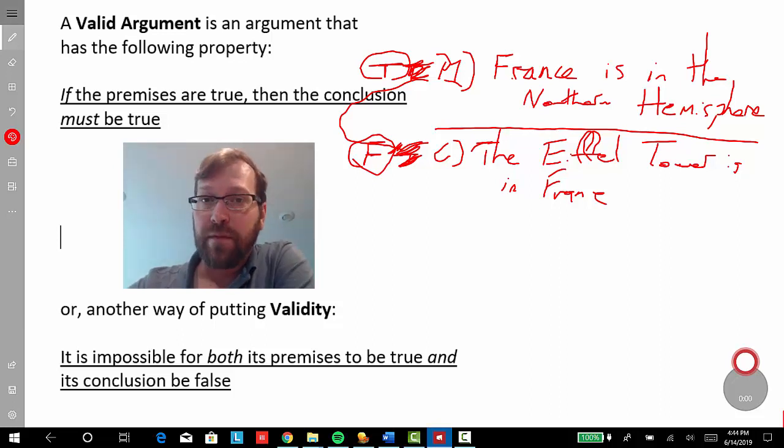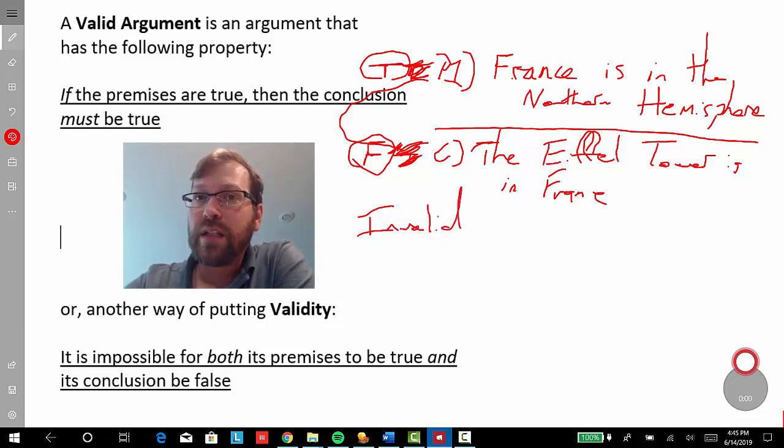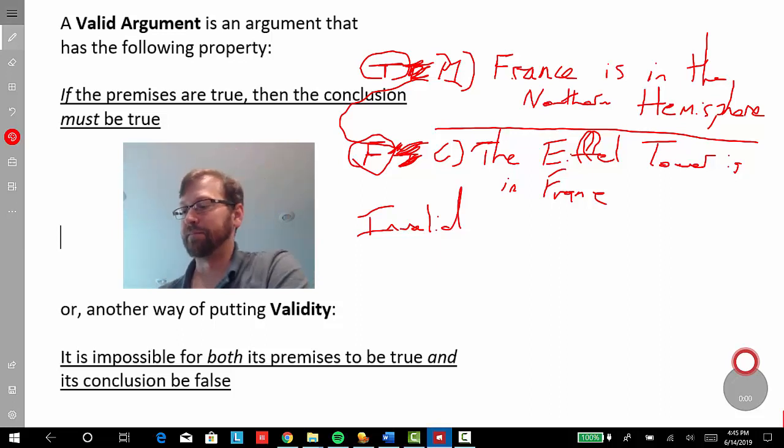And clearly, we don't want to be convinced by an argument where, despite all the information you're given, the position that somebody's trying to convince you of could still be false. So this ends up being an invalid argument, even though the premise is actually true and the conclusion is actually true. Let's look at another argument.